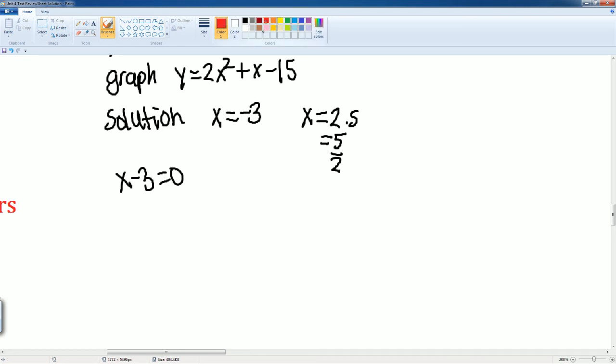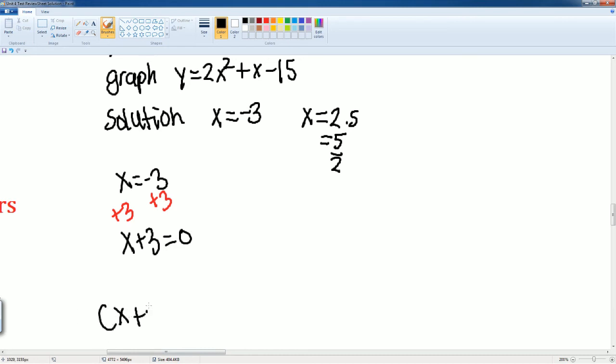So the first one, x is equal to negative 3. So we're going to add 3 to both sides. This gets us x plus 3 equals 0. So our first factor is x plus 3.